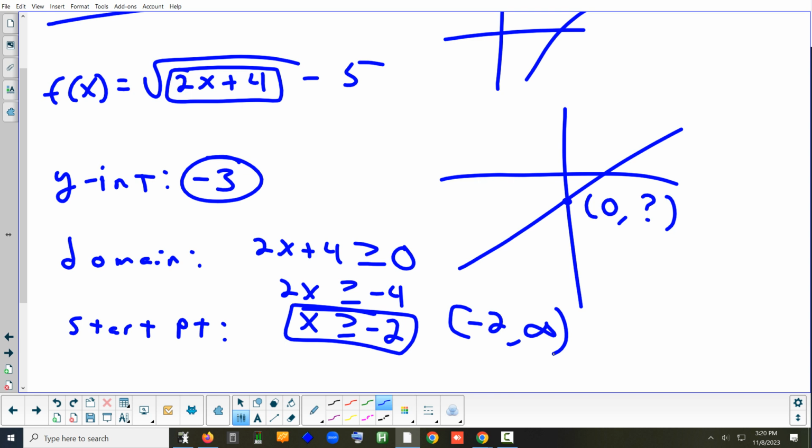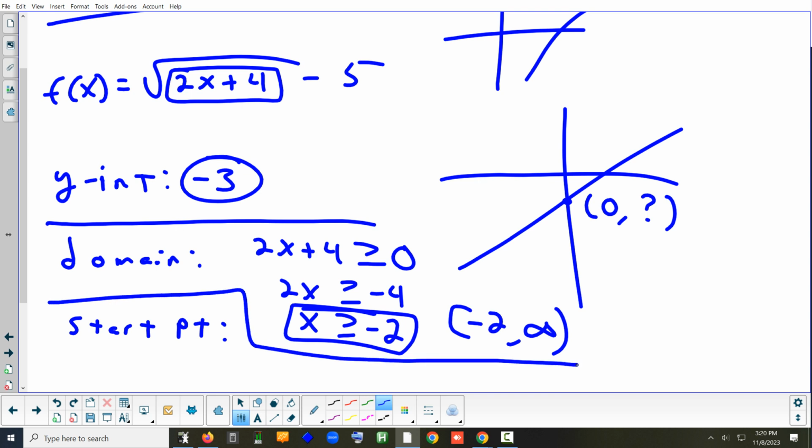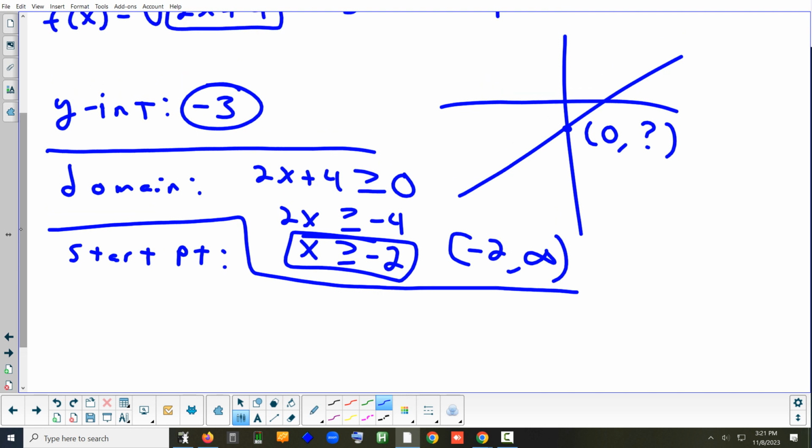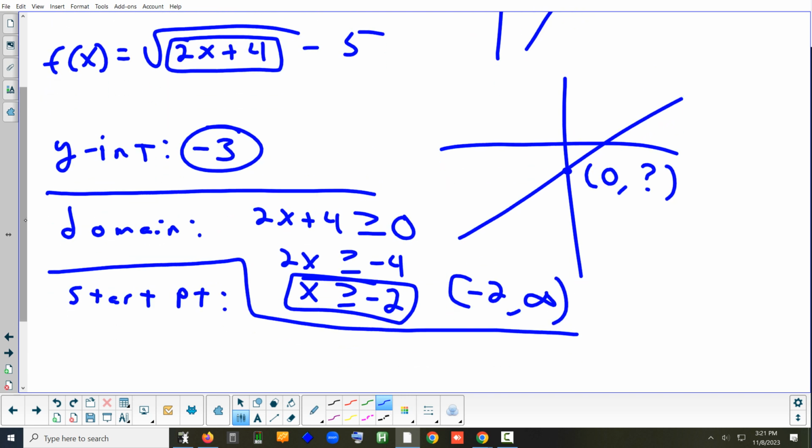Okay, so any question on the domain? Okay, now the start point. It's kind of similar to what we did with domain. The start point has an x and a y. How do you find the x value of your start point? Remember what we did for that?